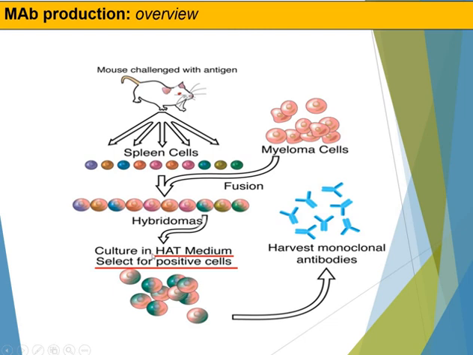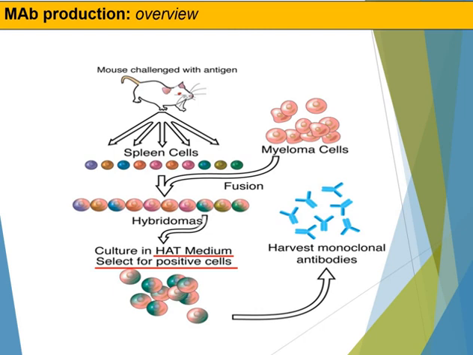So there is a medium called HAT medium. That is a very important medium. You would need to study about it, and we'll give some idea of it. HAT is named after three of its components: hypoxanthine, aminopterin, and thymidine. In this medium, only hybridomas survive. Myeloma cells and B cells are killed. They die because they don't have the property of indefinite growth.